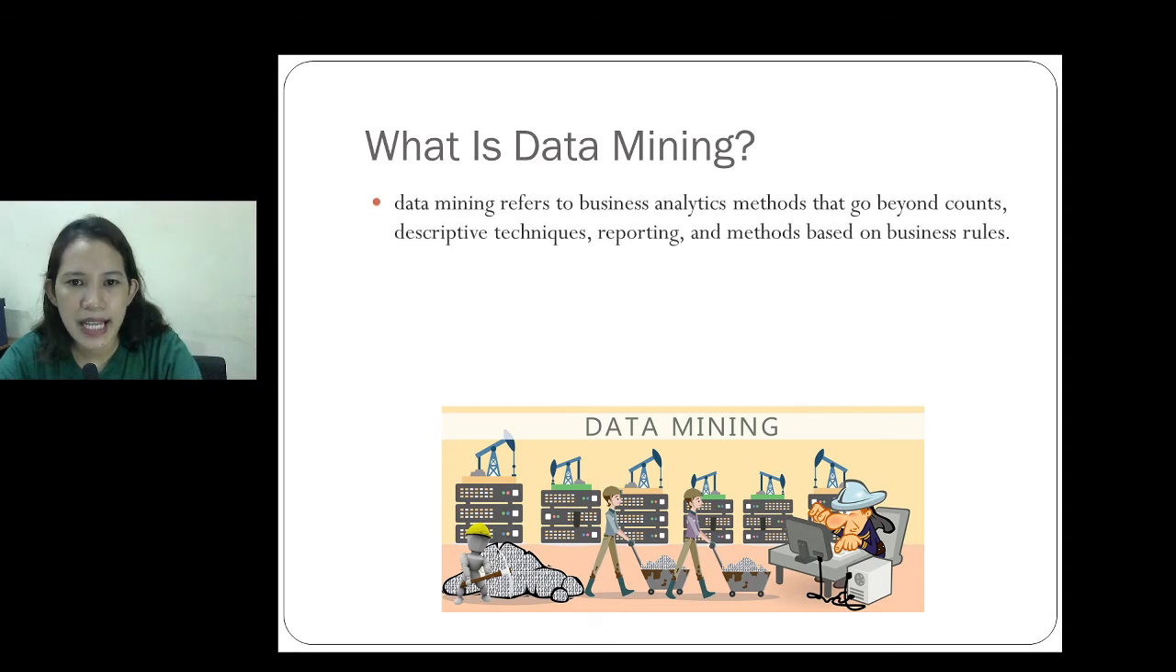What is data mining? Data mining refers to business analytics methods that go beyond counts, descriptive techniques, reporting, and methods based on business rules. While we introduce data visualizations, which is commonly the first step into more advanced analytics, we will focus in our course mostly on the more advanced data analytics tools.